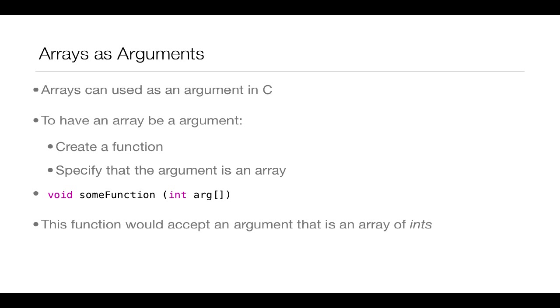Before we get to the main function though, we have to understand one thing: arrays can be used as arguments in C. How you would do this is you just have to create a function. In this case, we have void someFunction, and then you specify that the argument is an array. So you have the type and then arg with the brackets, so you know that it's an array. And this function would accept an argument that is an array of ints. So pretty straightforward there.